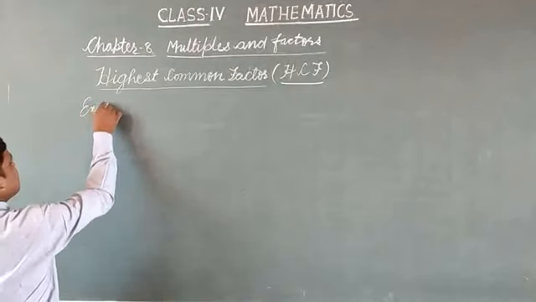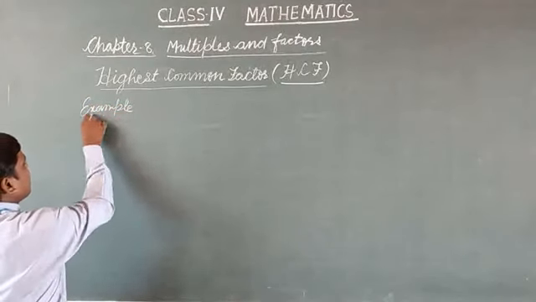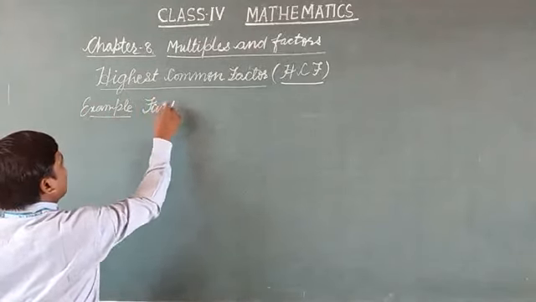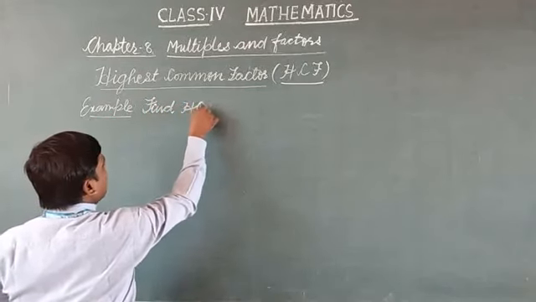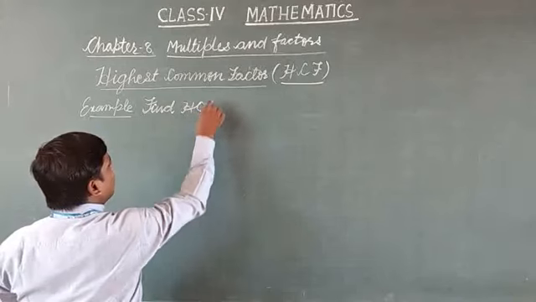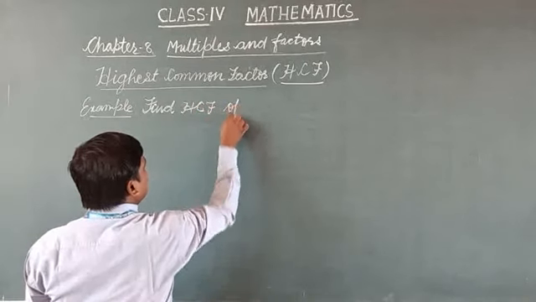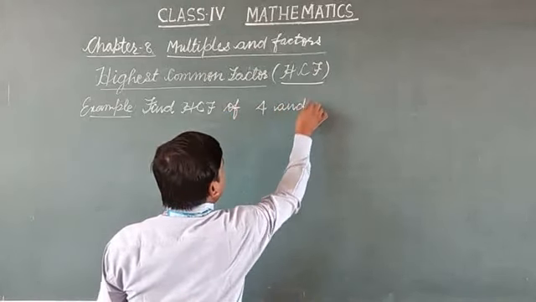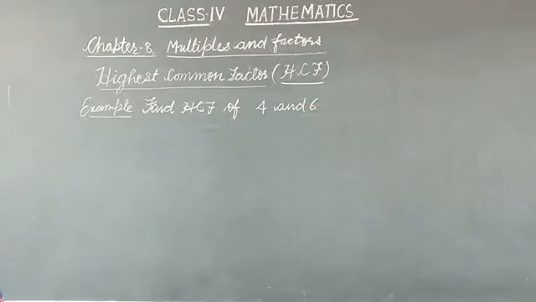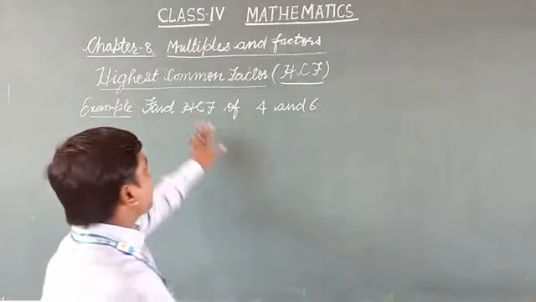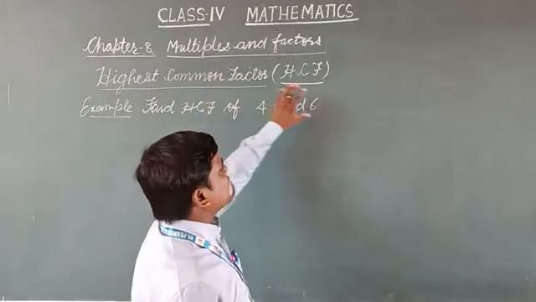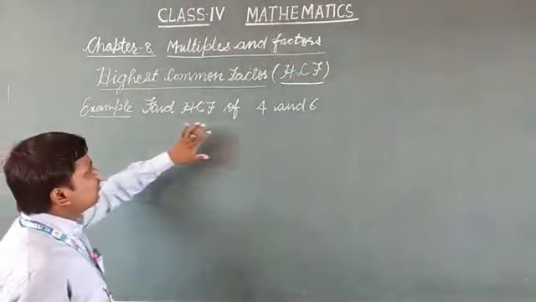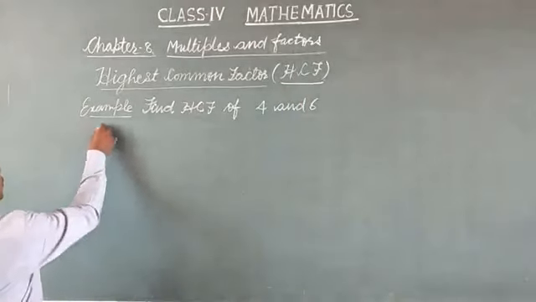Example: find the HCF of 4 and 6. We have to find the HCF of 4 and 6. Highest common factor in short form is written as HCF. So we have to find the HCF of 4 and 6. See the solution.